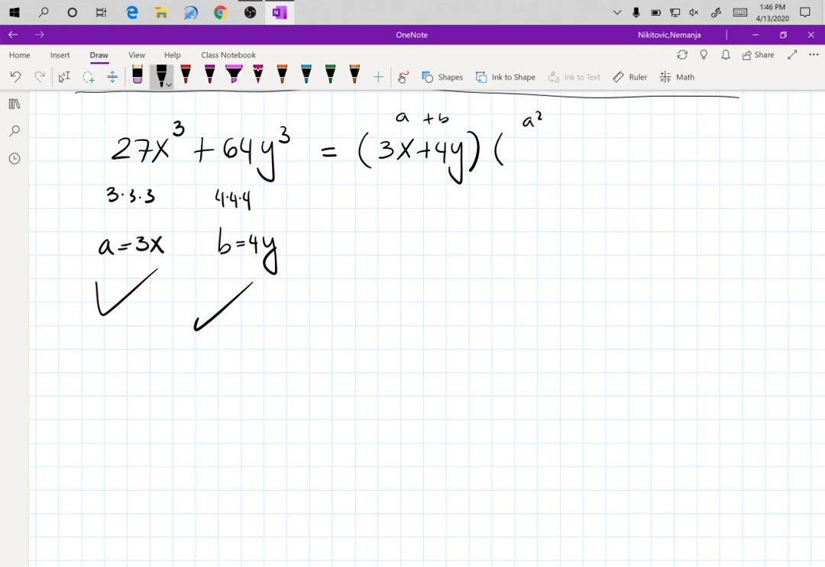Then I have A squared. Well, that's 9x squared, because 3 times 3 is 9 and x squared, right? And then change the sign, so minus. And now we need AB. Well, just multiply these two, you get 12xy. Because A times B, 3 times 4 is 12xy. And the last one is always plus B squared, that's 16y squared.